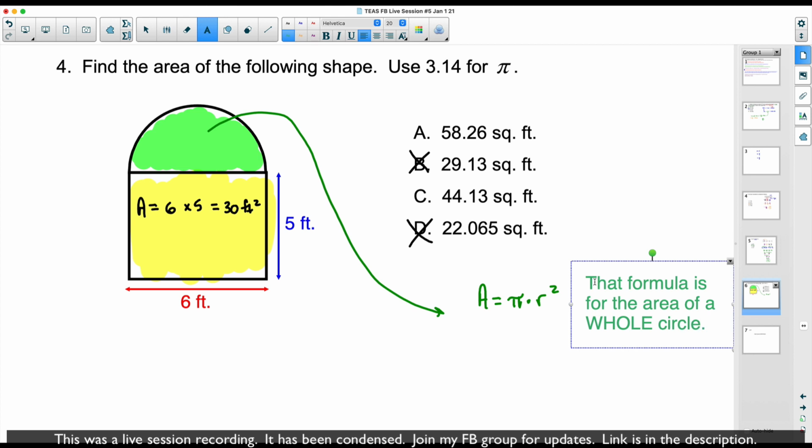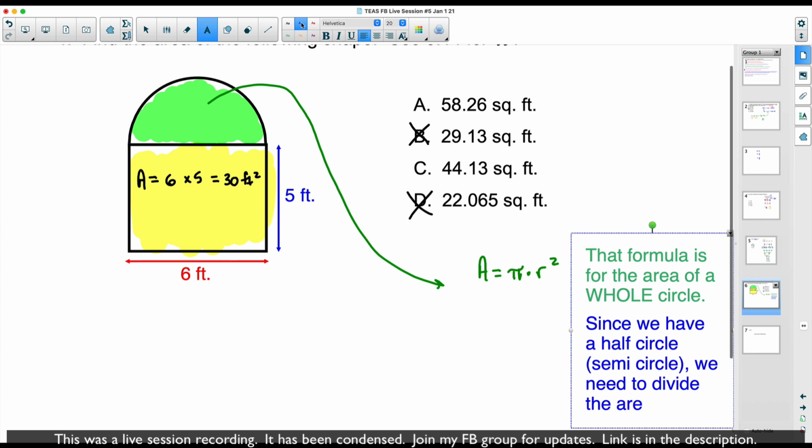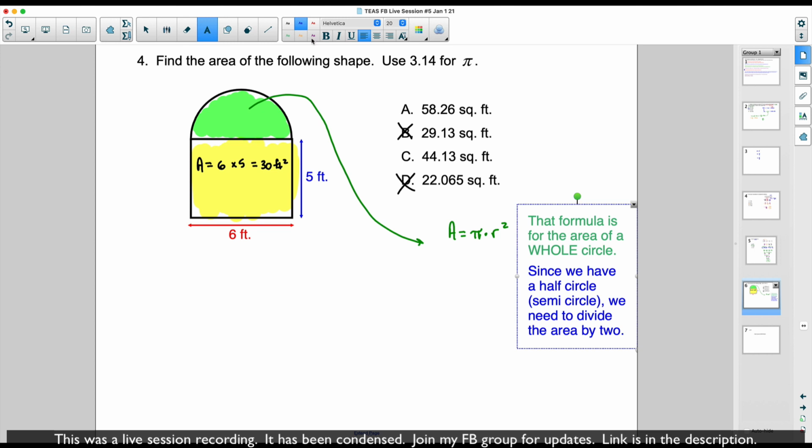We don't have a whole circle here. Since we have a half circle, and what that's really called, folks, is a semicircle. I don't think you have to worry about that name. We need to divide the area by 2. When you take something and divide it by 2, you are cutting it in half. Now notice the directions did mention, use 3.14 for pi.